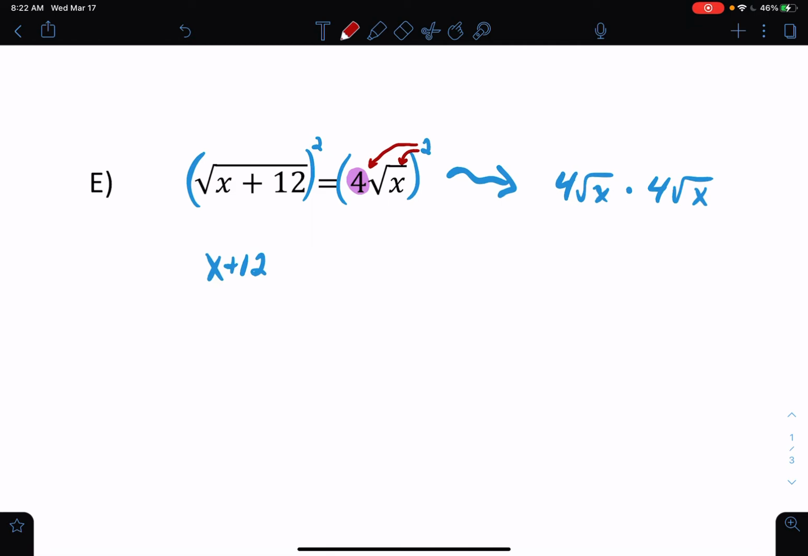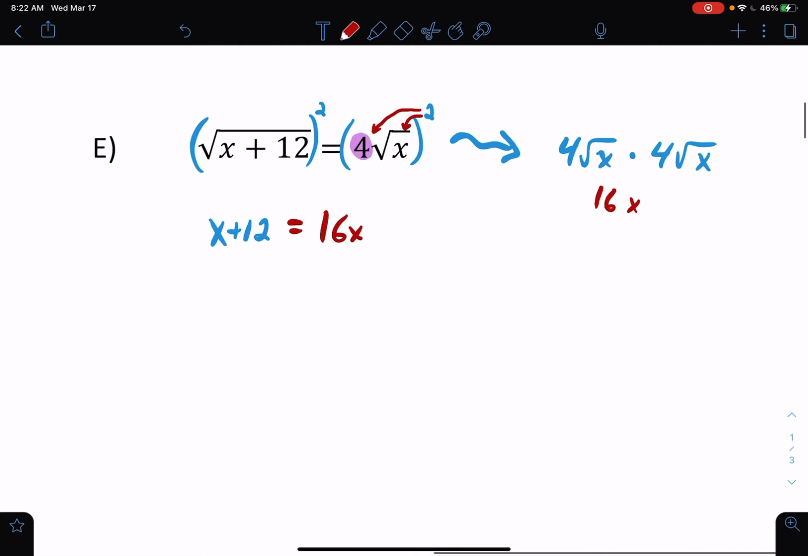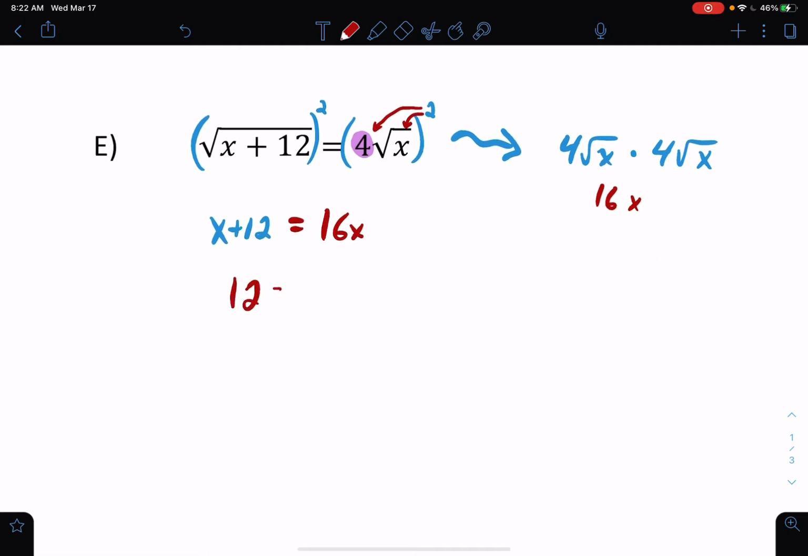Because 4 squared, or 4 times 4, is 16, and square root of x times square root of x is just x, because that exponent of 2 is going to cancel out the square root. So 4 square roots of x, that whole thing squared, is going to give me 16x. Okay, so then I subtract x from both sides, and I get 12 equals 15x. So then x equals 12 over 15.